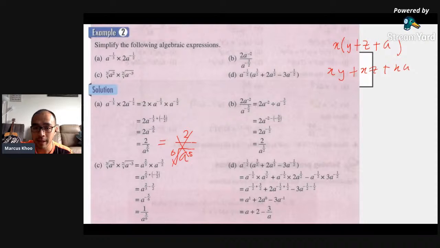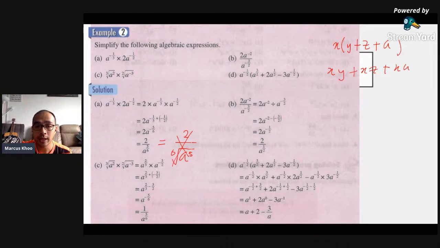Okay, minus because there's a minus here, then over here you get the multiplication. Okay, then over here disebabkan same base, multiply, so the indices dia tambah. Okay, number 2 kasih biar satu orang, indices tambah. This one indices also tambah. Negative half plus negative half. Okay, then you get a to the power of 1 plus 2a to the power of 0 minus 3a to the power of negative 1.